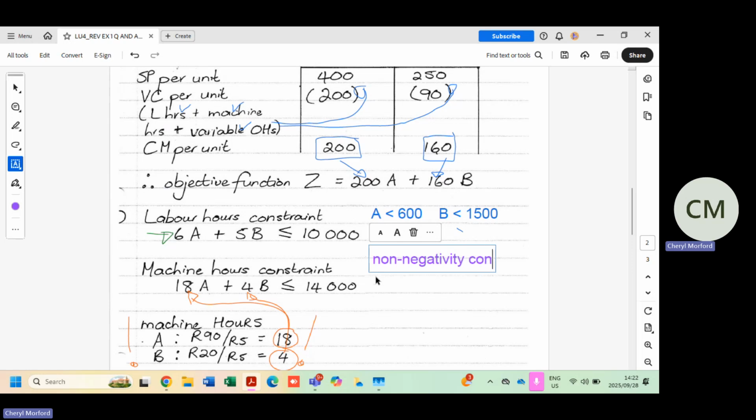The non-negativity constraints, what are they going to be? That A must have a positive value. In other words, A must be greater than 0. Also, the same with B. B must be a positive number, greater than 0. There's no other conditions here about any minimum order for any one of the products. So we are done then in terms of the constraints.